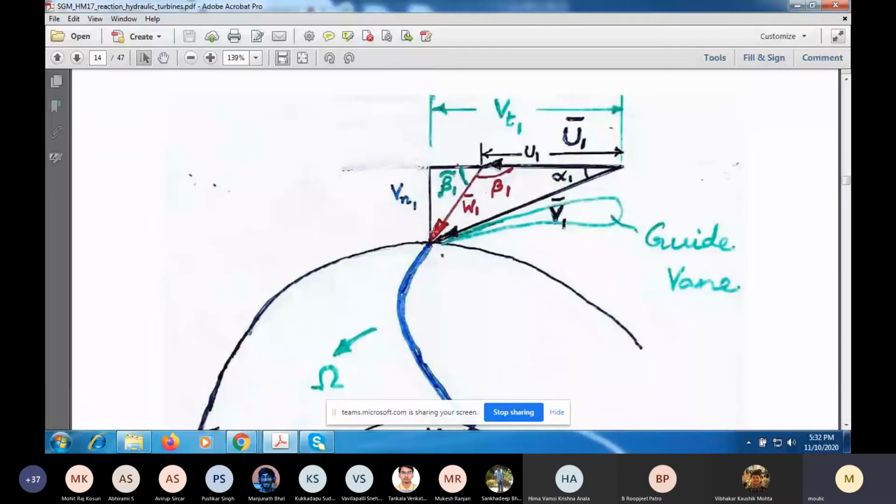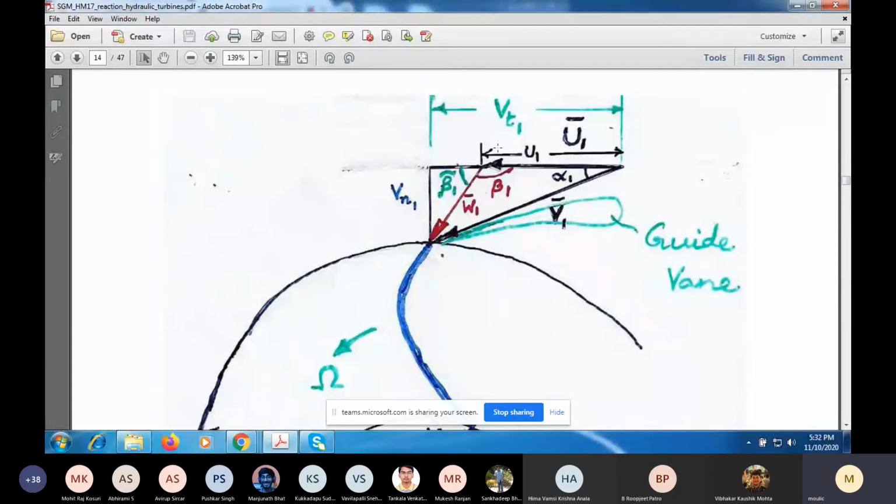So this is only at the design condition. U1 plus W1 is your V1. But here, this angle alpha 1 between the U1 vector and the V1 vector is the blade angle for the guide vanes. And there is a pivot about which the guide vane can rotate, so alpha 1 can be changed while the turbine is running. And I followed the same notation.